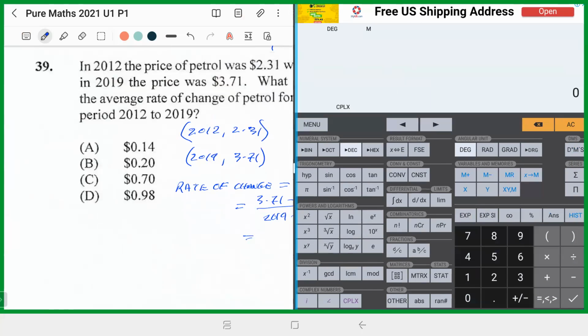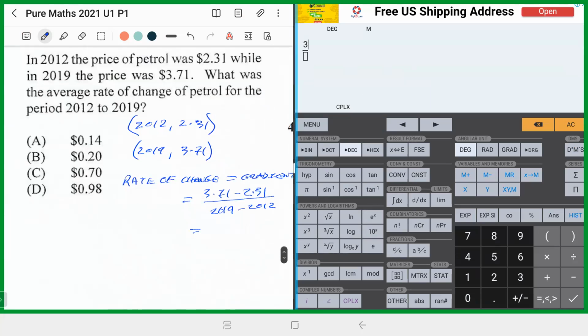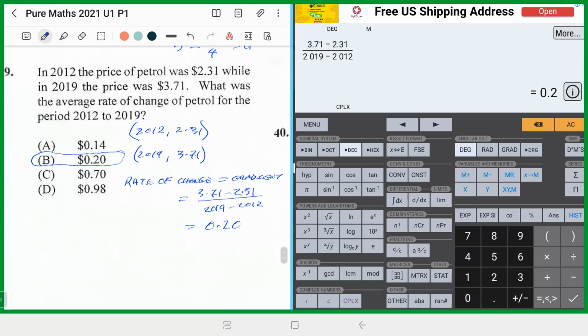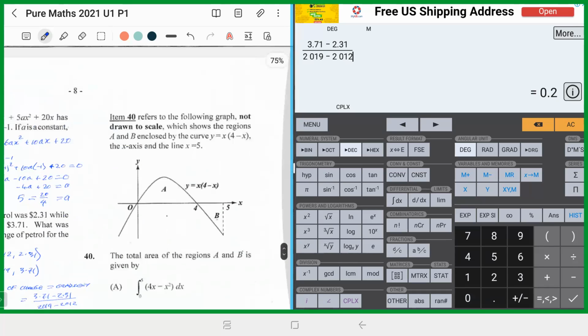This becomes a fraction. 3.71 minus 2.31 divided by 2019 minus 2012, 7 years. Okay, 0.2. This right here. Yep. Last 5.